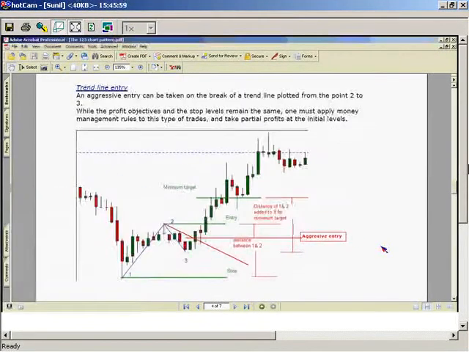Right? Now I'm going into the advanced parts. So we understood what the 1, 2, 3 concept is. Enter on the break of 2, place your stops here, minimum price targets, this is where it is. Right, now let's start getting a little advanced. As I said, we must tweak our technical tools so that they give you an edge.